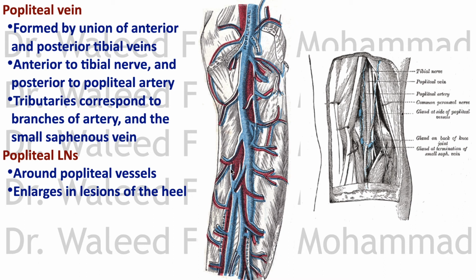The popliteal lymph nodes around the popliteal vessels enlarge in lesions in the heel, because they drain the heel; the first stop or station for the heel lymph is in the popliteal lymph nodes.